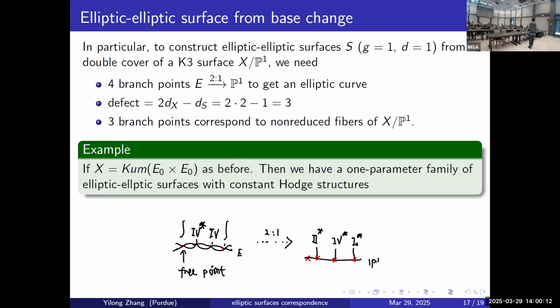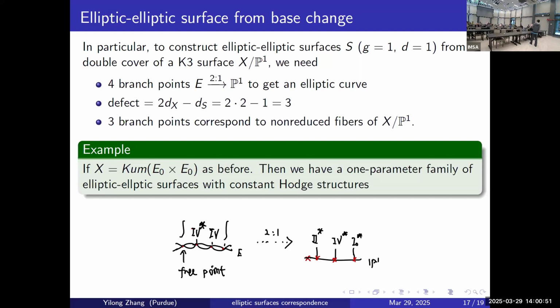So you mean like some close point, whatever you choose, the same construction, you get the same? Even if it coincides with one? Oh, coincide is another story. So if they coincide you get something else. You don't want the last point to coincide with any. But if you want more construction, you should allow it to coincide. Coincide is when you want to study the limiting mixed Hodge structure. So the way you construct a smooth elliptic surface, your four branch points have to be disjoint.